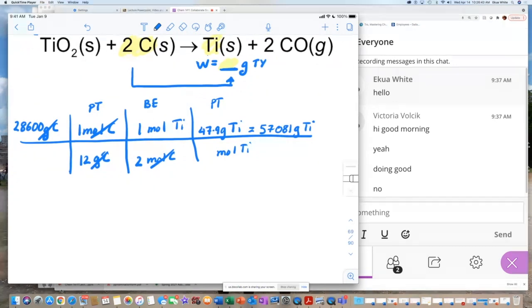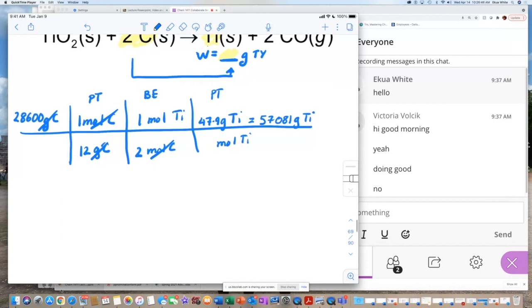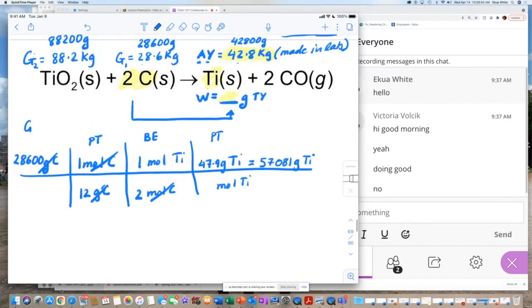Because I think their answers will be in kilograms, so I'll do that in the end. I don't want to do any extra math right now. I know I'm being lazy like that. Okay, this was my given one to my wanted conversion, right?